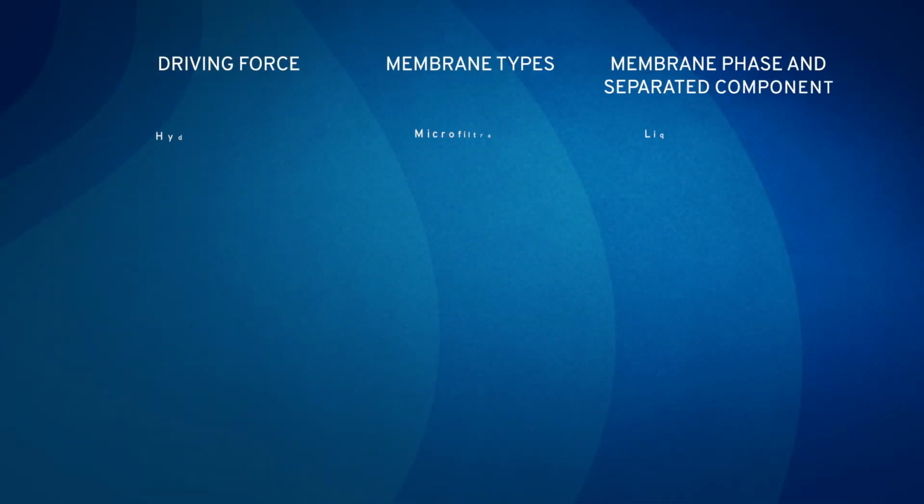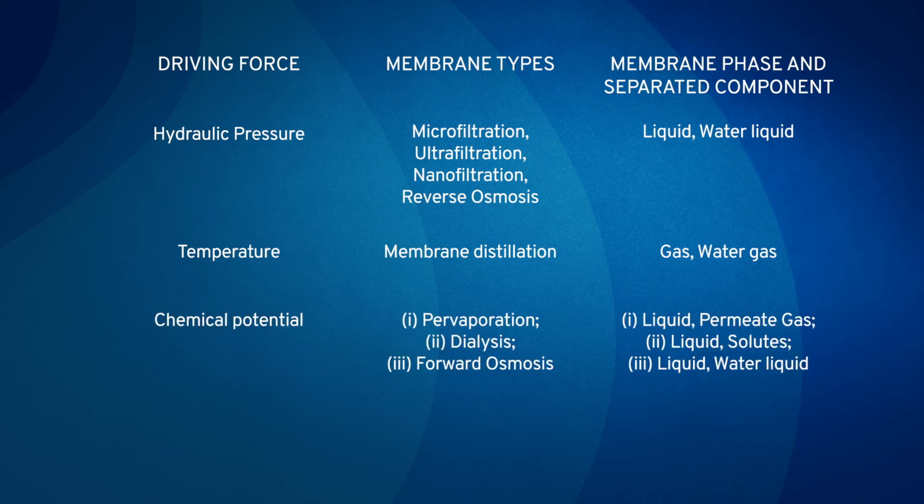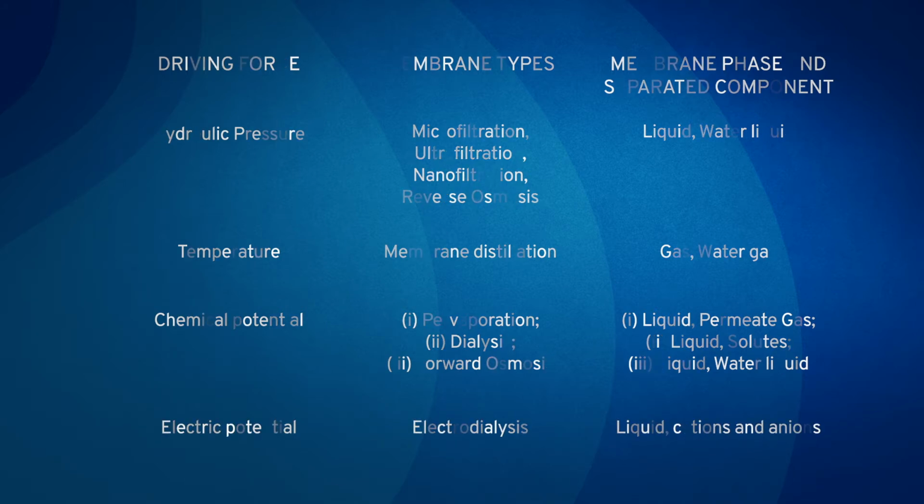The first driving force is hydraulic pressure, used for separating water from contaminants. The second driving force is temperature, used for separating water in its gas phase from contaminants. The third one is chemical potential, in the form of either partial pressure or concentration of the solutes. And the fourth one is electric potential, mainly for separating charged species such as ions.